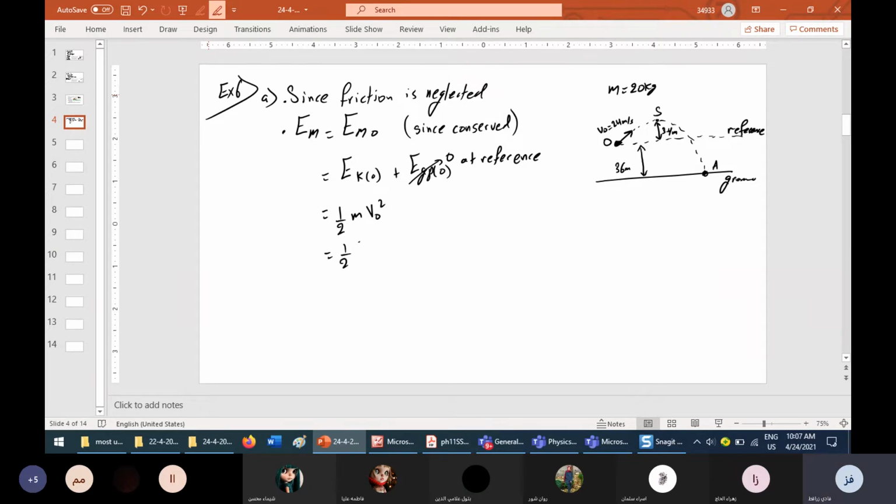How much is the mass? 20. And how much is the velocity? 24 squared. That gives 5,760 joule. The nice thing about this kind of question is that this is the mechanical energy at any position, at O or at S or at A. Deal? Deal.